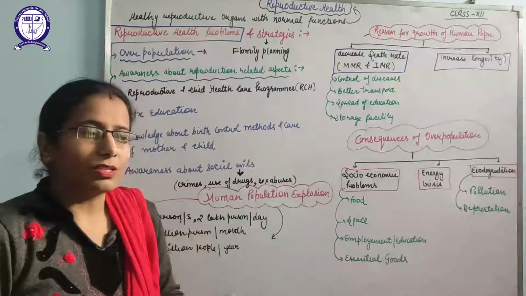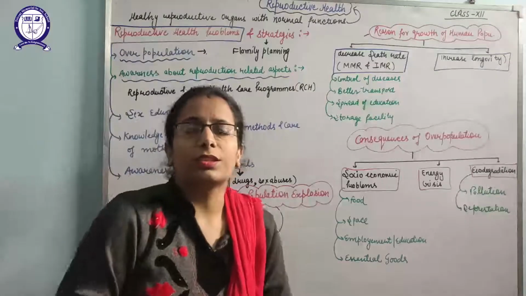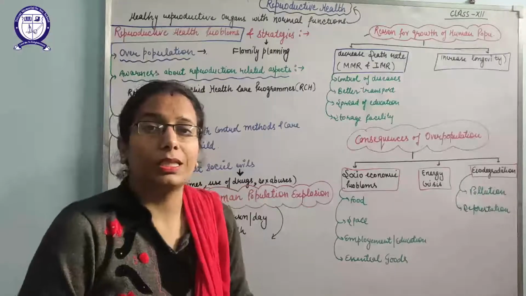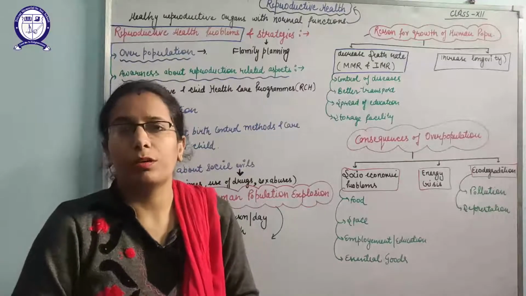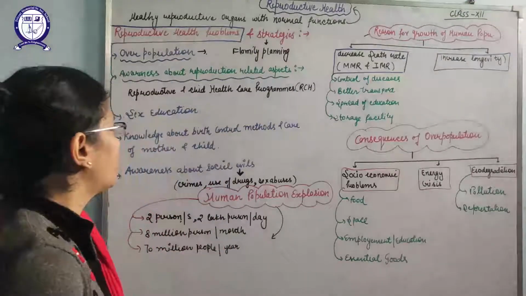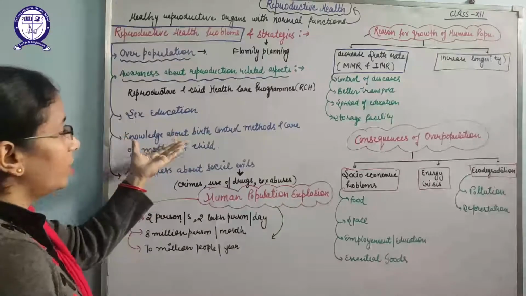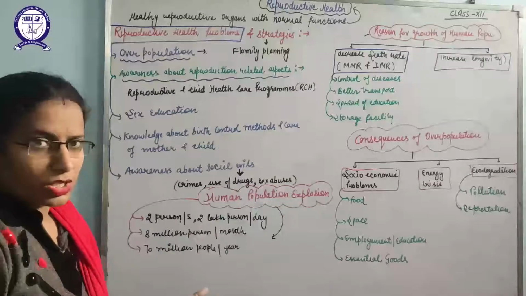So the government has also started including topics or chapters in the lower classes, like the 6th, 7th, then the 10th and 12th also, just to clear the concept of sex education in the minds of children. So the next problem is the person's knowledge about birth control methods and care of the mother and child.